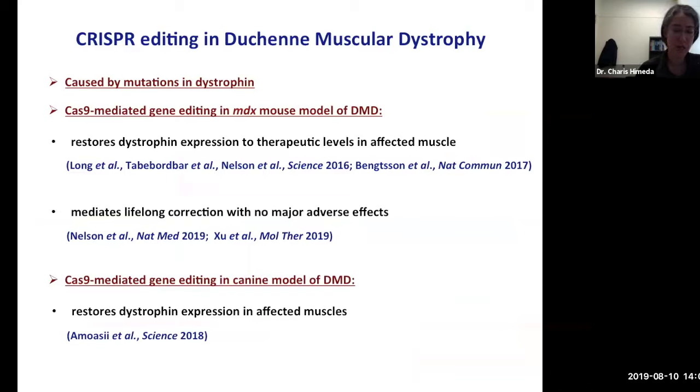So what's been done in terms of using CRISPR for muscle disease? A number of groups have been working on using CRISPR for treatment of Duchenne muscular dystrophy, which is caused by mutations in the dystrophin gene. And a couple of years ago, 4 independent groups reported Cas9-mediated gene editing in a mouse model of this disease. They showed that they could restore dystrophin expression to therapeutic levels in the affected muscles. And more recently, this year, 2 groups showed lifelong correction in the mouse model with no major adverse effects. And there's even been a proof of principle study in a dog model of the disease, showing that dystrophin expression could be restored in the affected muscles.